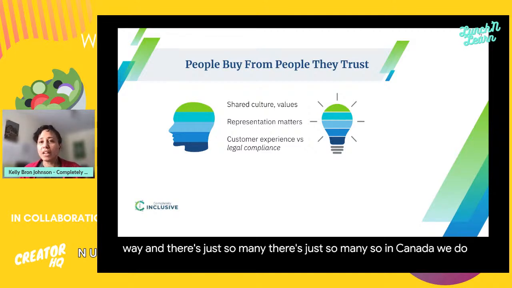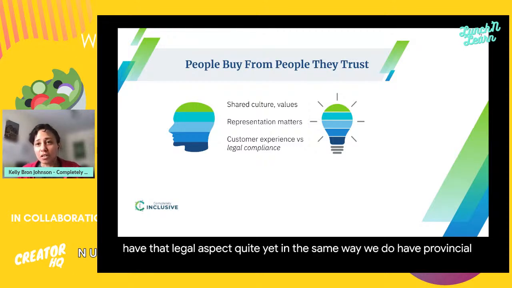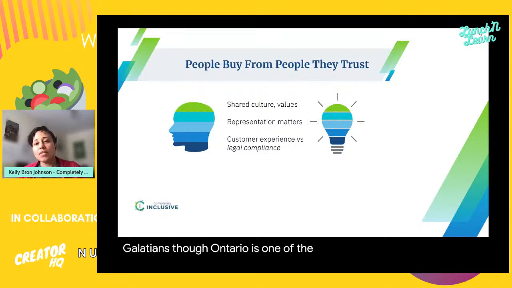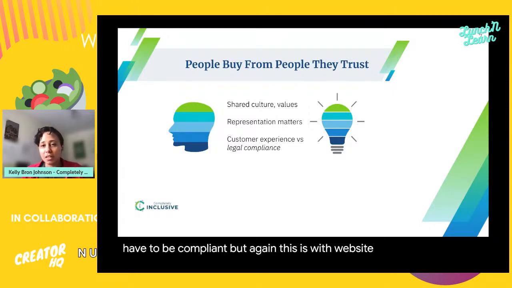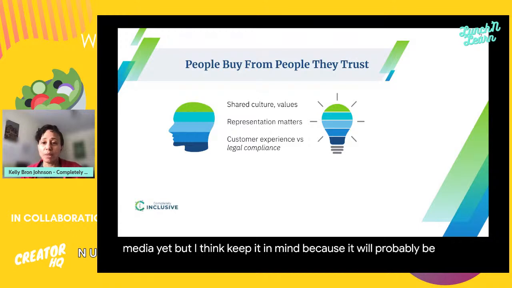So in Canada, we don't have that legal aspect quite yet in the same way. We do have provincial regulations, though. Ontario is one of the provinces that has the strongest, I'd say, provincial regulation when it comes to digital accessibility. And they have very strong deadlines of when all businesses have to be compliant. But again, this is with websites. It's not on social media yet, but I think keep it in mind because it will probably be coming.